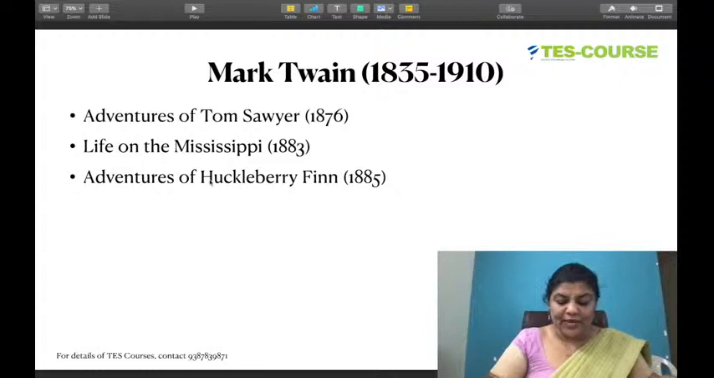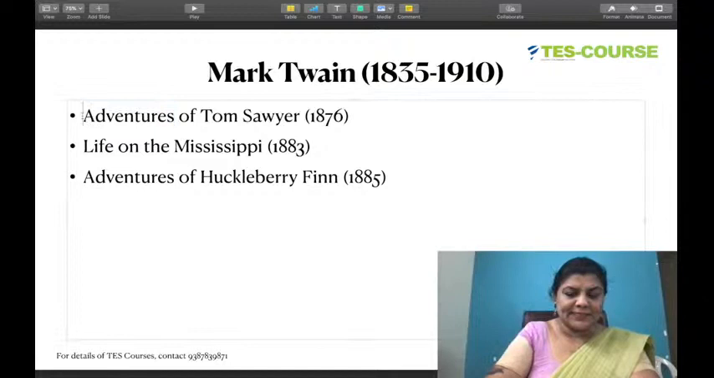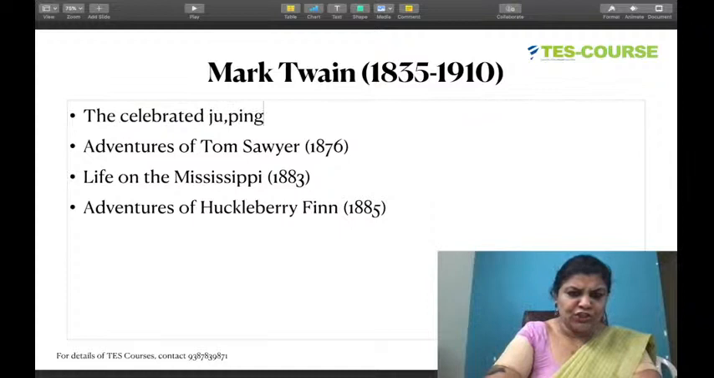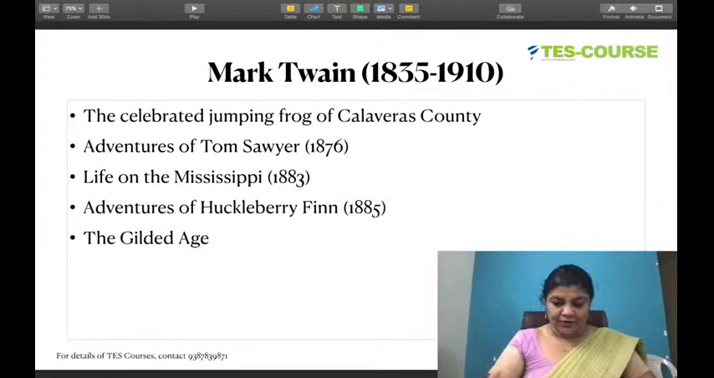Yes, Bolo. The Celebrated Jumping Frog of Calaveras County. Shall I write, guys? That was the first book. The Celebrated Jumping Frog of Calaveras County. Have you heard of that? And then he wrote The Gilded Age. The Prince and the Pauper.